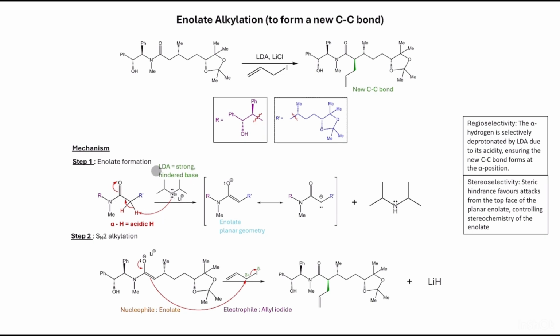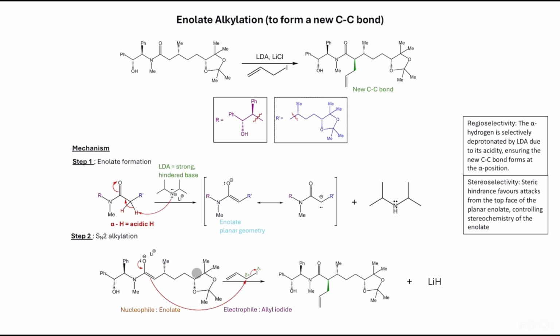And this regioselectivity ensures that the carbon-carbon bond forms at the alpha position of the original carbonyl compound. And this deprotonation leads to the formation of an enolate intermediate, which is stabilized by the resonance, where the negative charge is delocalized between the oxygen and the alpha carbon. In the next step, in alkylation, the enolate acts as a nucleophile and attacks an electrophilic carbon of this allyl iodide, displacing the iodide ion via SN2 mechanism.